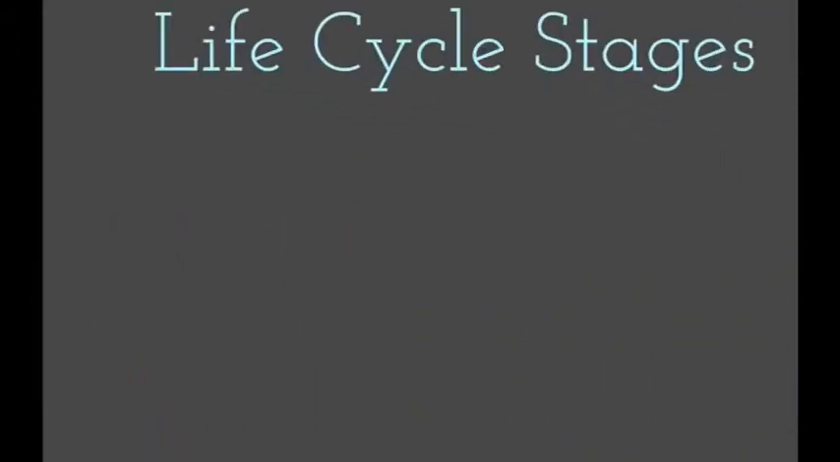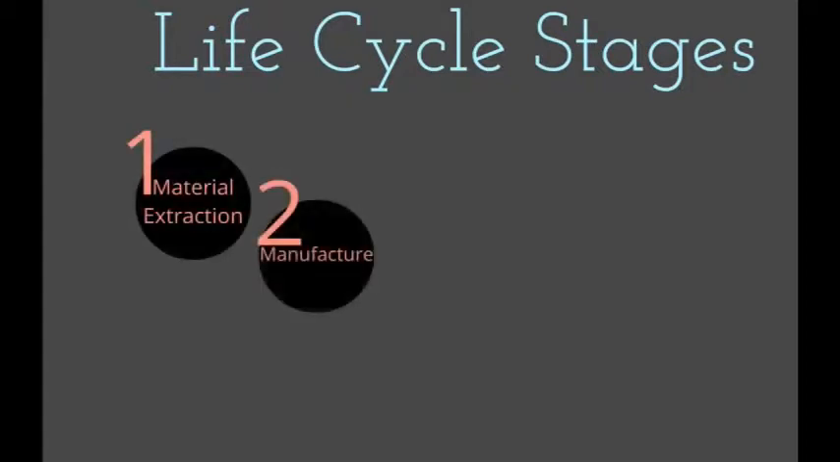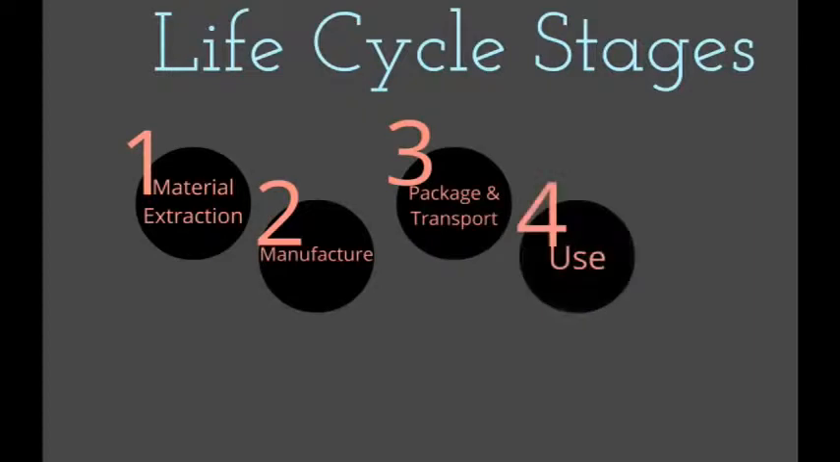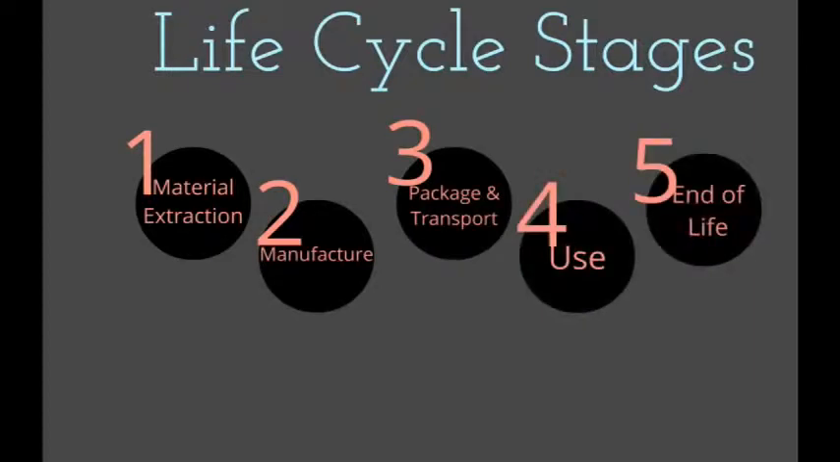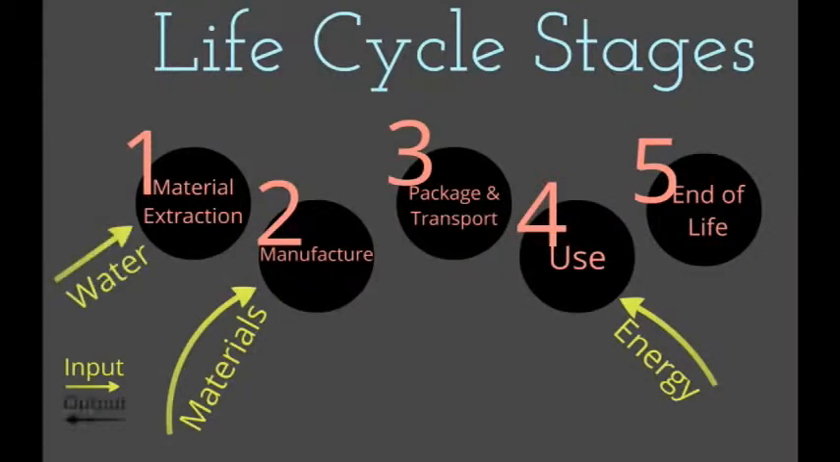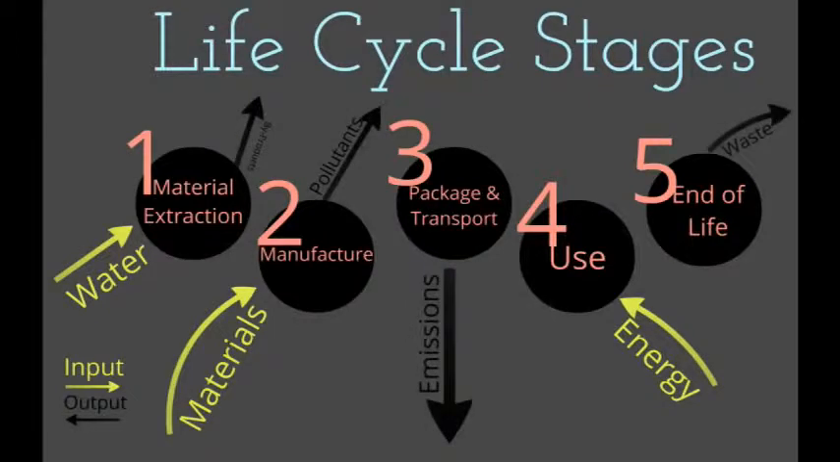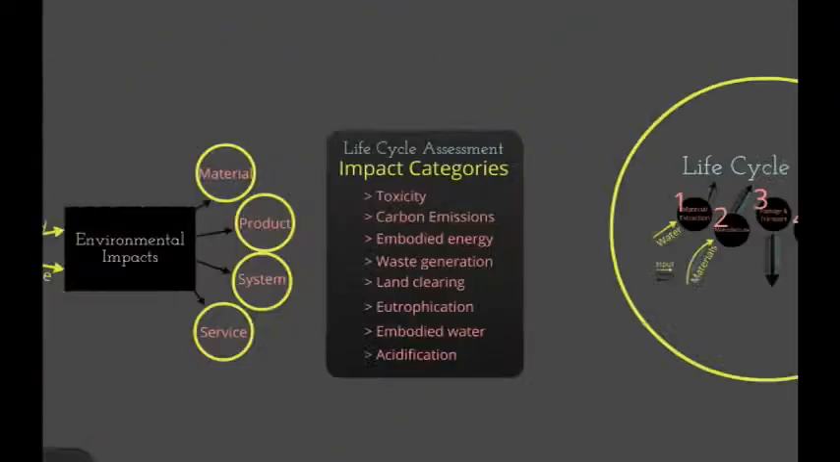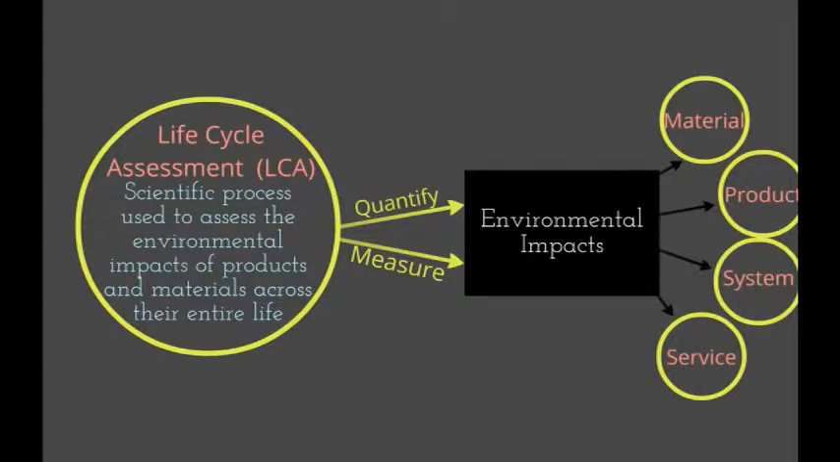Essentially, everything that is created goes through several key life cycle stages: the extraction of raw materials, manufacturing, transportation and packaging, use, and end of life. Each of these life cycle stages has a variety of inputs, such as material, energy and water, and outputs, such as waste, emissions, pollutants and byproducts. Life cycle assessment breaks down all the parts and processes that go into a material or a product to then be able to assess in detail where environmental impacts occur across the entire life of a product.